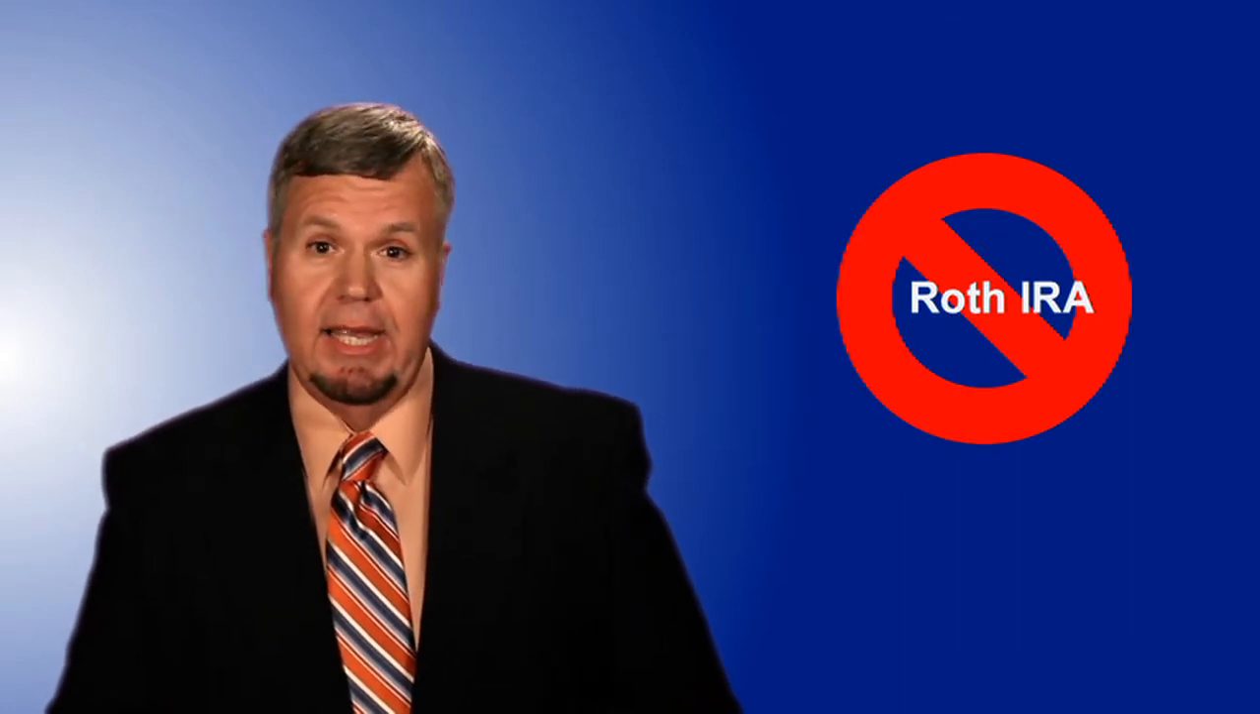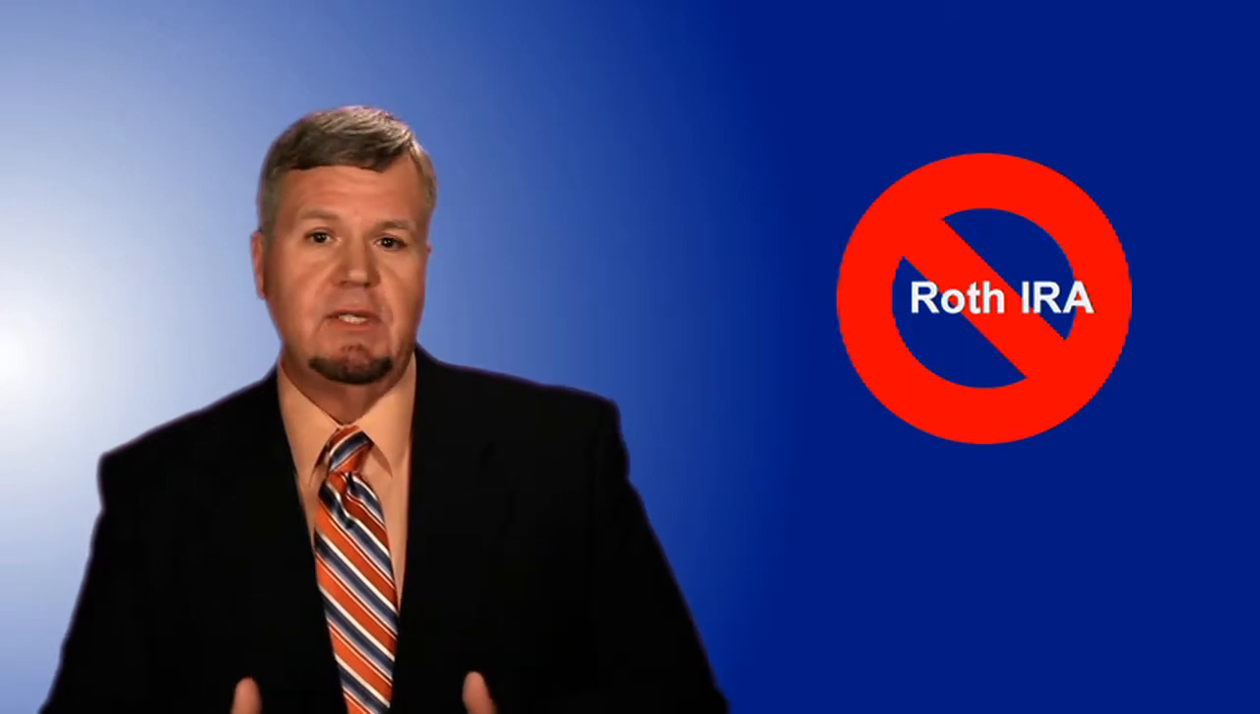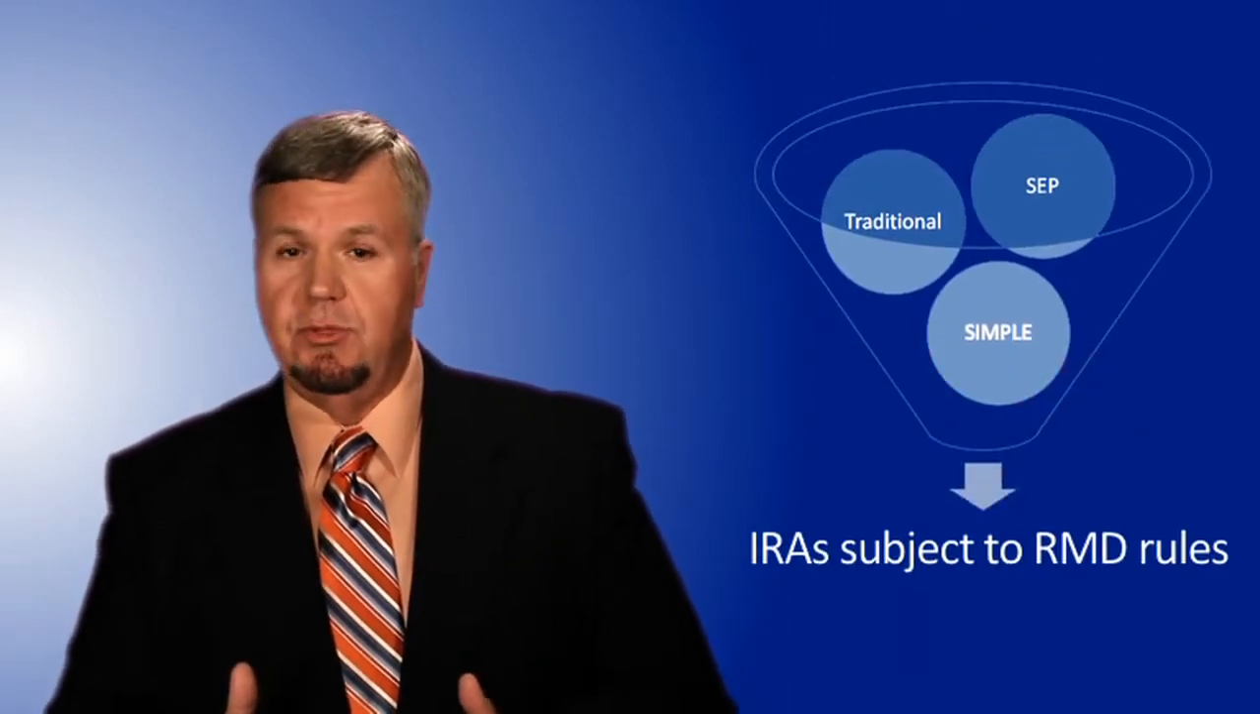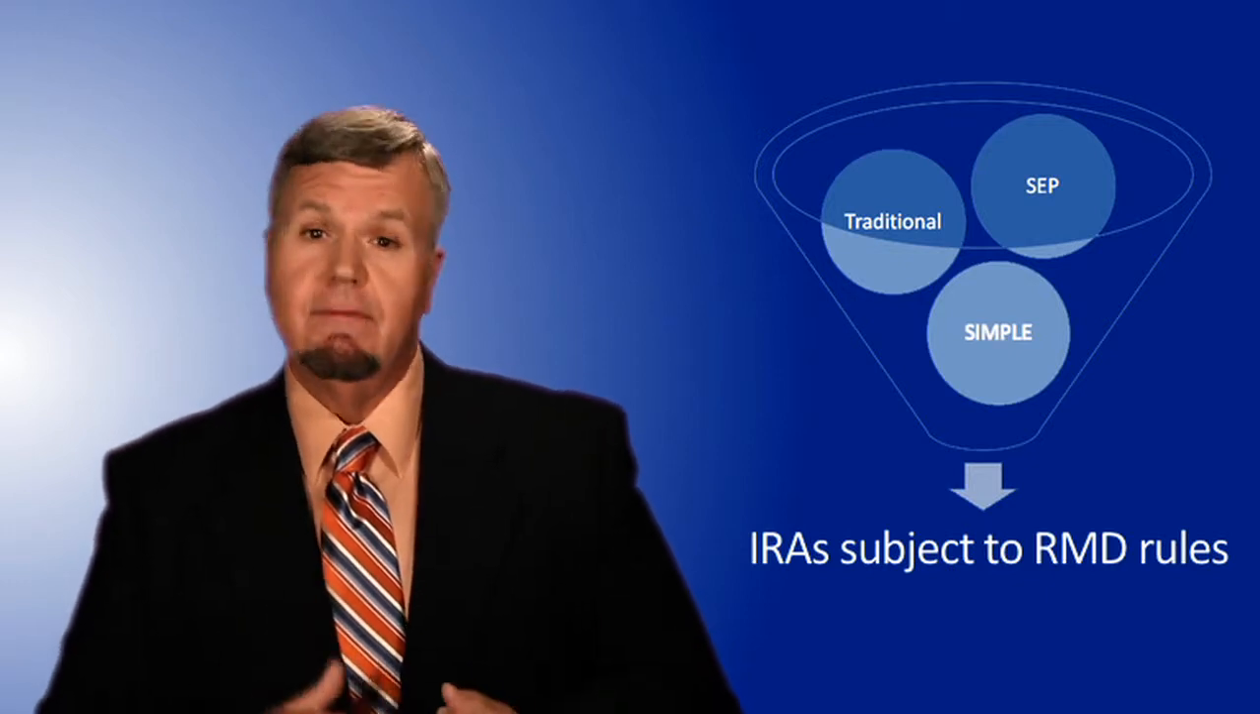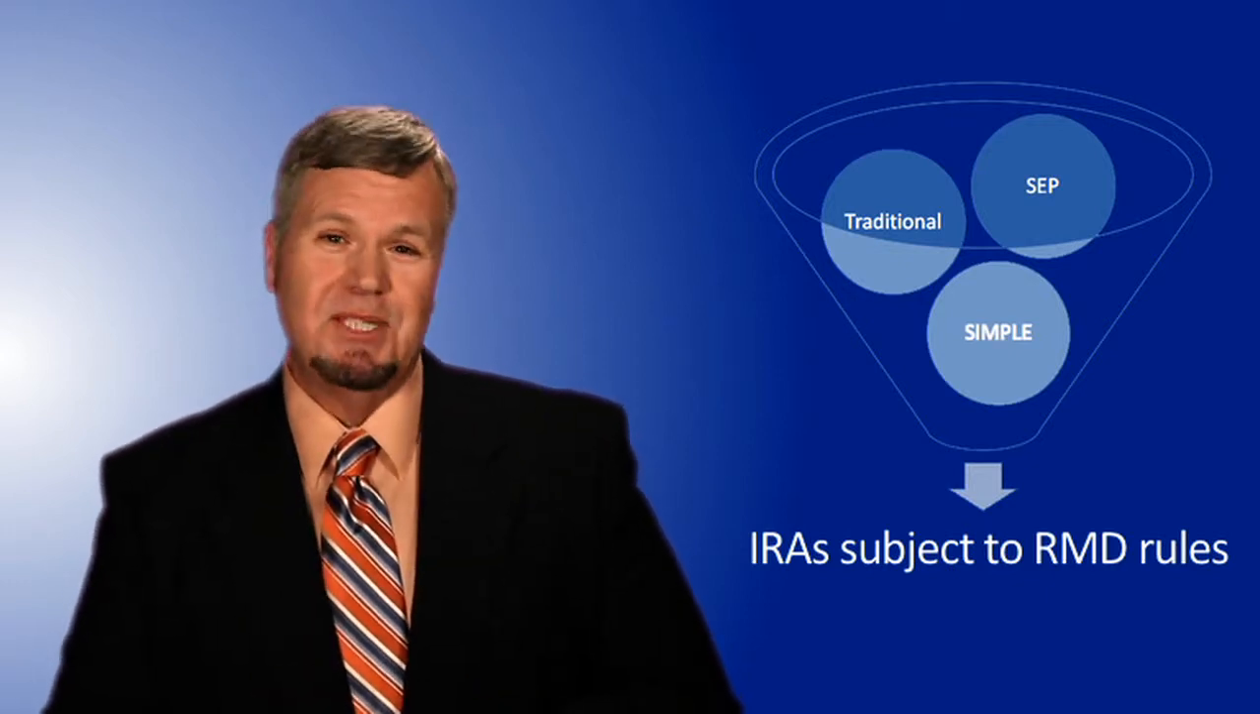Now, further evidence of that is you'll notice that the required minimum distribution rules do not apply to Roth IRAs. And if you think about it, on a Roth IRA, there's no taxes due at the distribution time. So the government doesn't care if you never take the money out of your Roth IRA. So as long as you're alive, you never have to take a distribution from a Roth IRA. But you will have to take distributions from traditional IRAs, from SEP IRAs, and from simple IRAs.